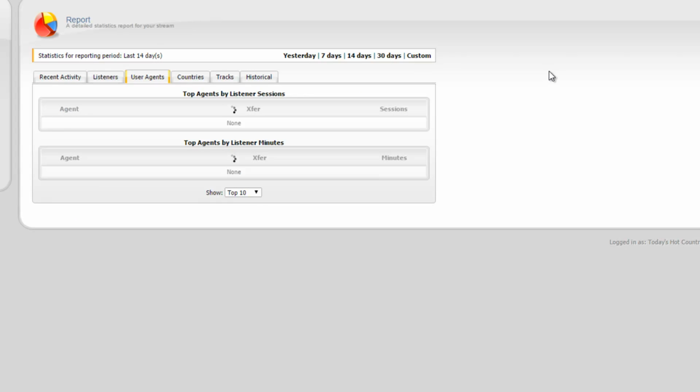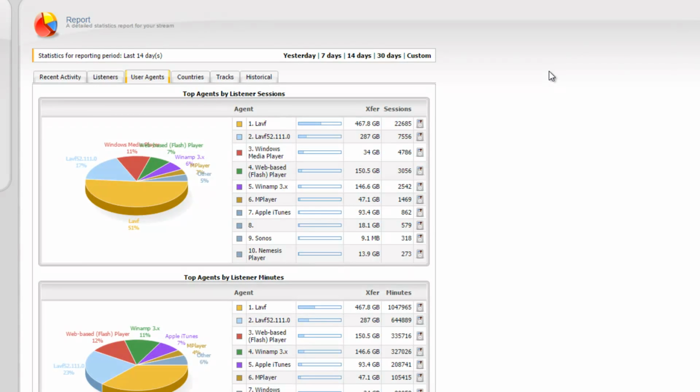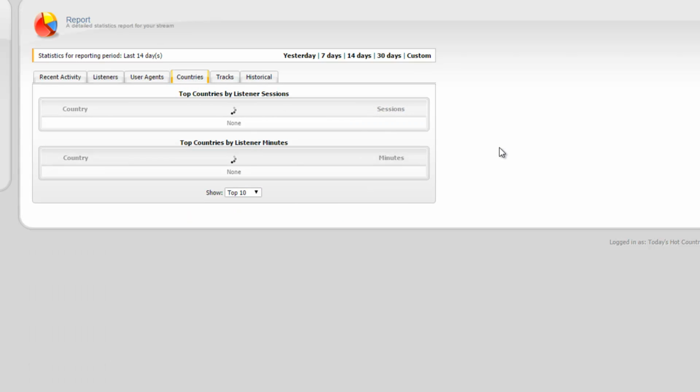Moving on to user agents, this gives you information about what people are actually listening to your stream with. Again, we're limiting it to the top 10. You can see that multiple different types of listener agents are used, by total number of sessions. Again, by total number of minutes down here. This one's pretty interesting to view. As it says, it's the countries.